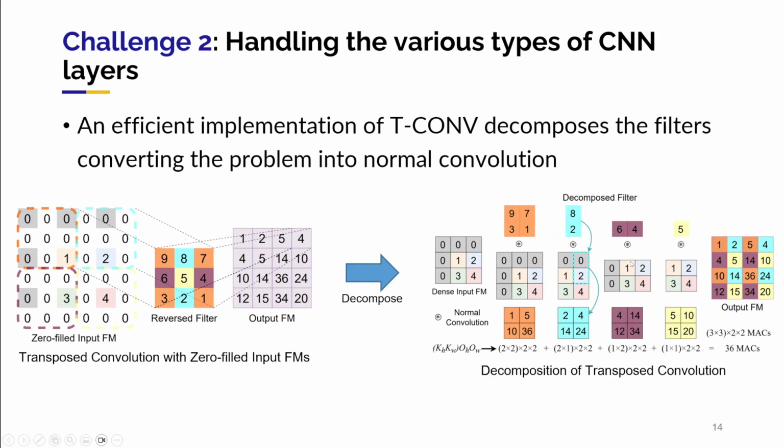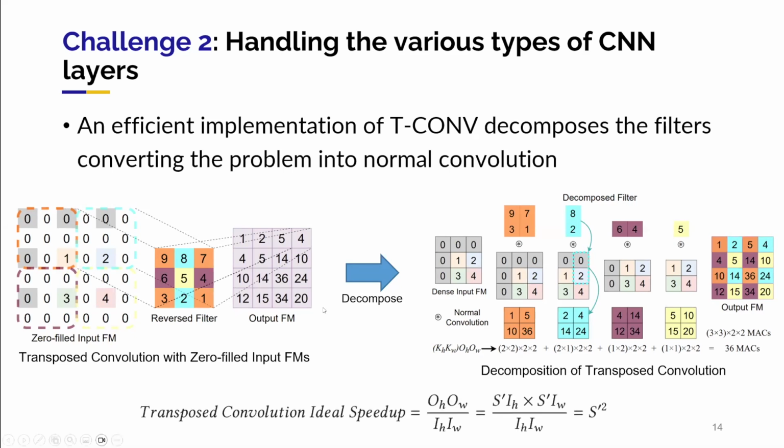This decomposition approach does not require the redundant zeros used in the naive approach, and reduces the number of MAC operations a lot. And the ideal speedup, or the ratio between the original naive approach and this decomposition approach, is close to the square of the stride, the transposed convolution stride.